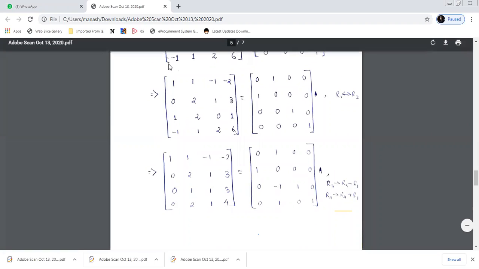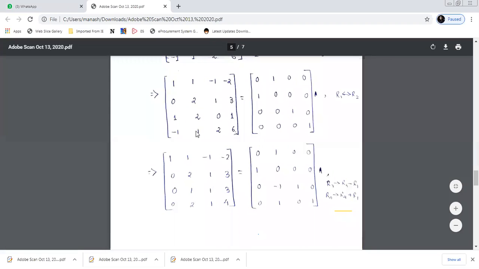So this, 1 minus 1 equal to 0, 2 minus 1 equal to 1, 0 minus minus 1, which is equal to plus 1, again 1 minus minus 2, which is equal to 1 plus 2, 3. Again, row 4 tends to row 4 plus row 1.